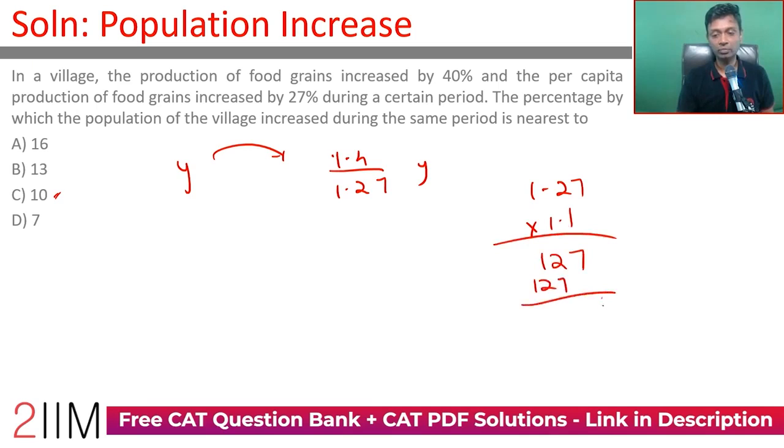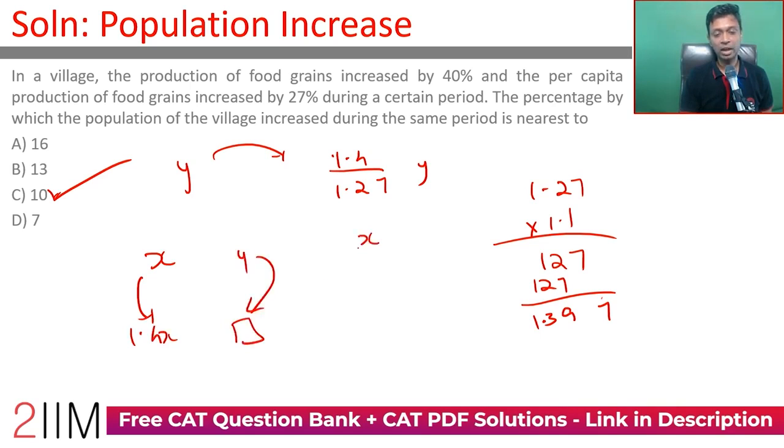127, 127, 7, 9, 3. This becomes 139, sorry, 1.397. It's as close to 1.4 as possible, or a 10% increase is what you're looking for. X becomes 1.4x. Y becomes some number. X by y becomes 1.27 times x by y. Find this number. This is 1.1y.